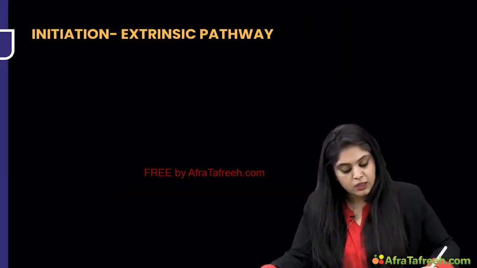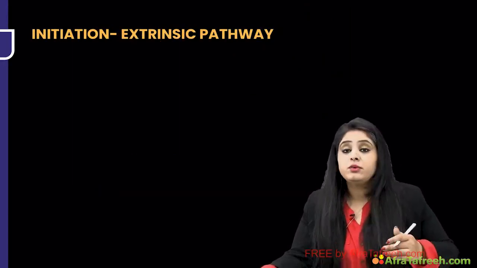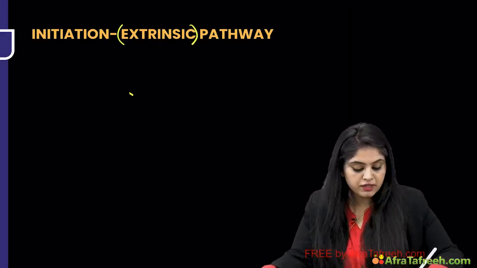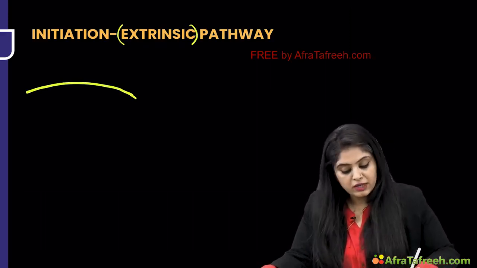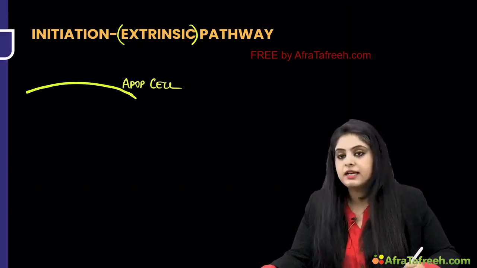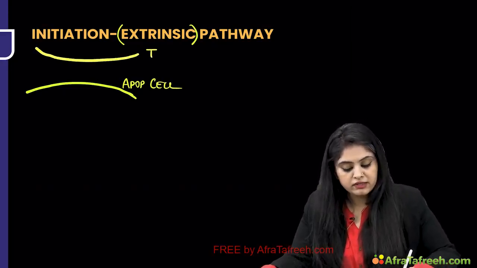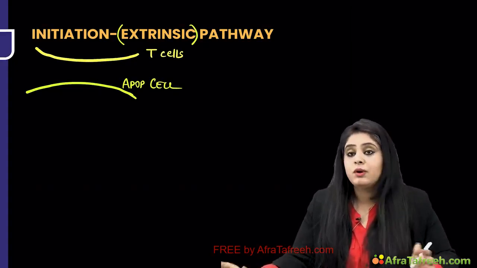So let's begin. When I talk about the extrinsic pathway, please remember that something is going to happen outside the cells. So let me draw a cell over here. This is the cell which is wanting to die. So in other words, this is the apoptotic cell. On the other hand, I am drawing another cell over here, the T cells of my body. The immunity cells, the T cells.